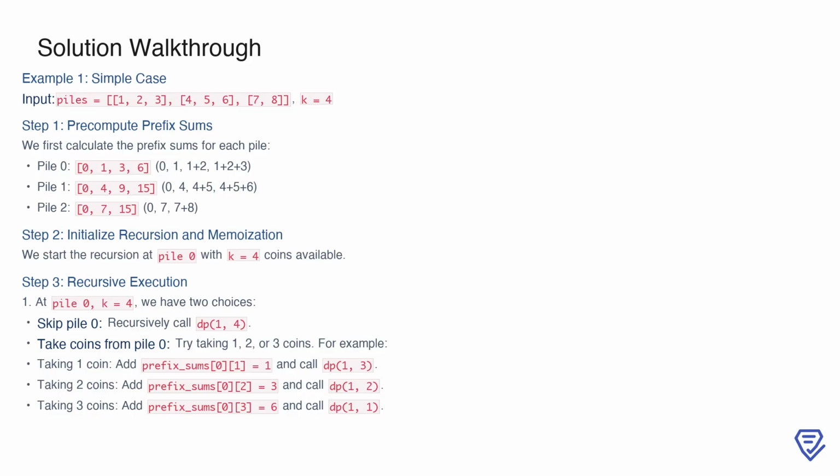For example, taking 2 coins would add 3 to our total and leave us with 2 coins to distribute across the remaining piles. Each of these decisions leads to a new recursive call, where we continue the process for the next pile with the updated number of coins available.